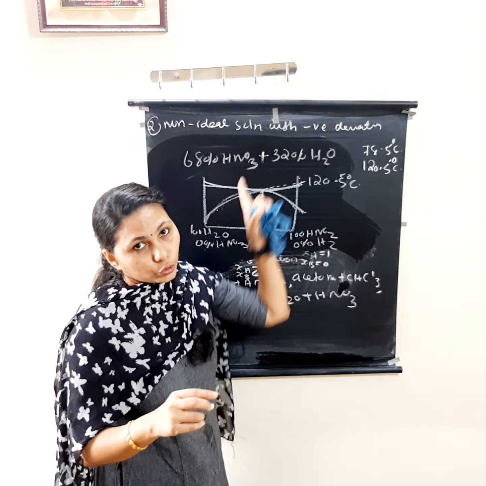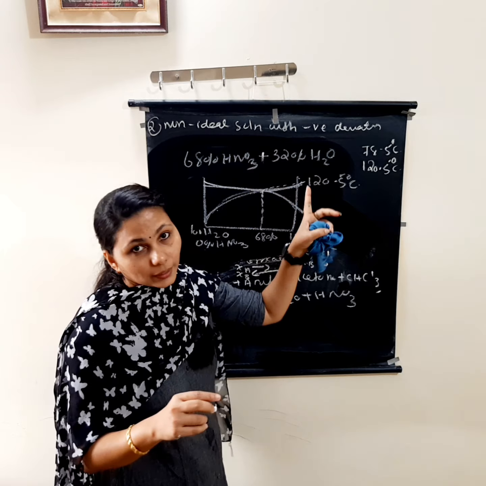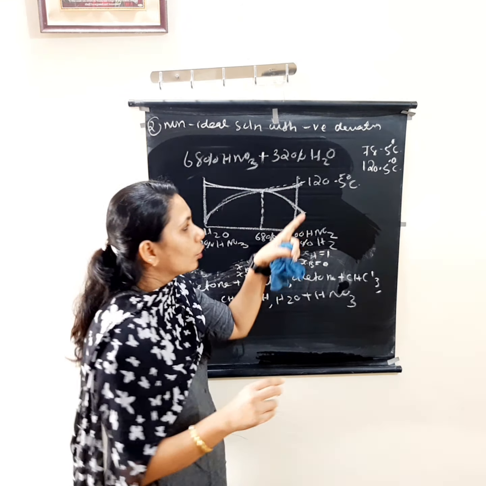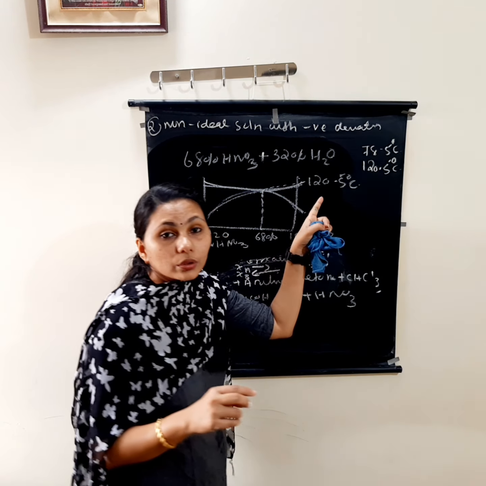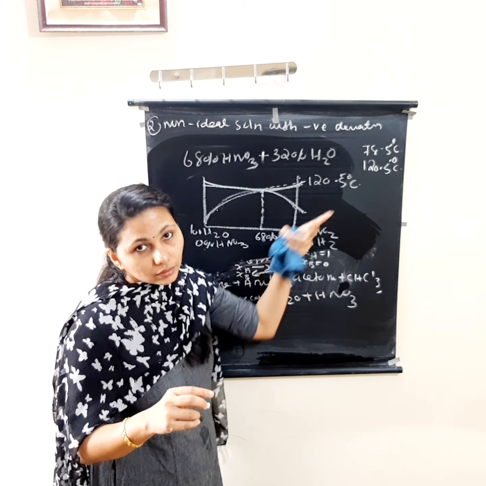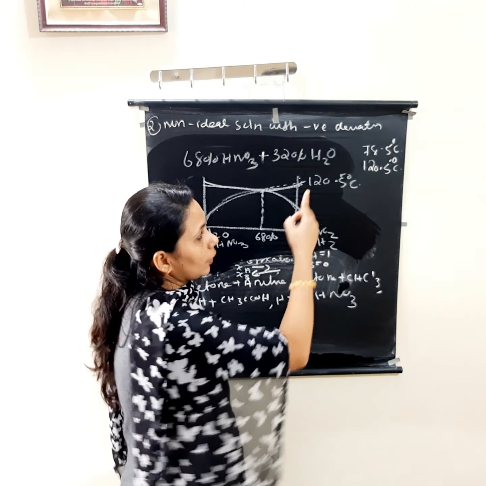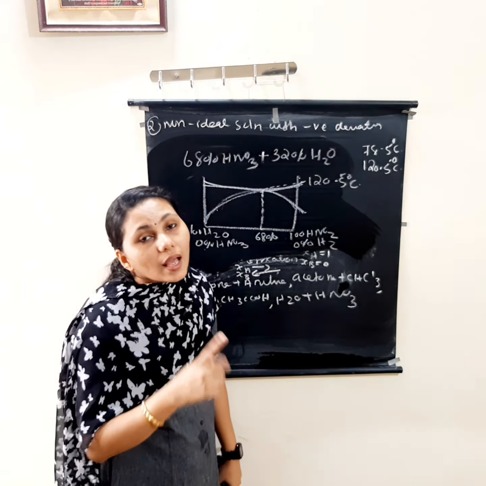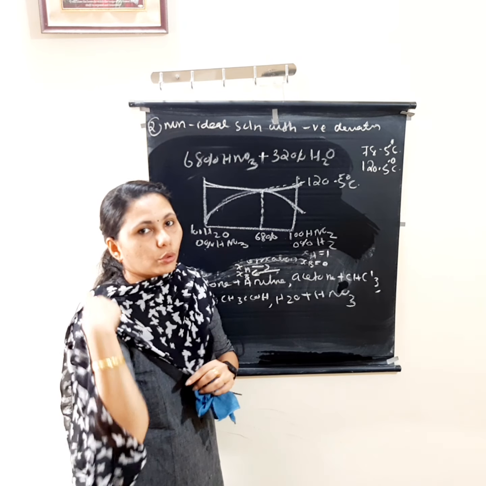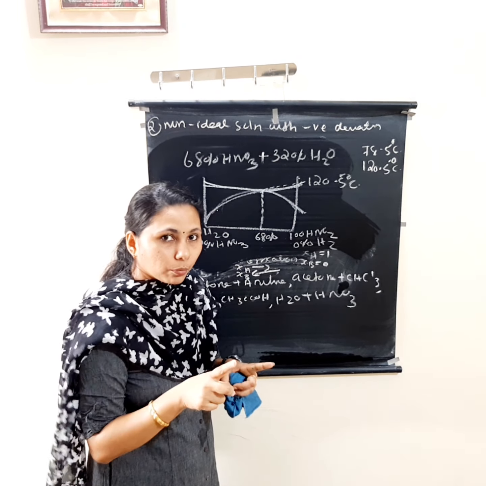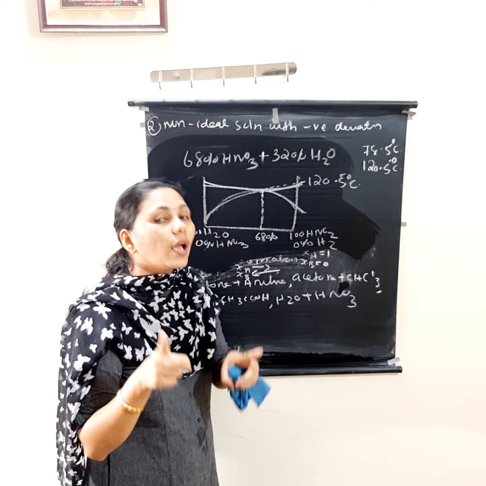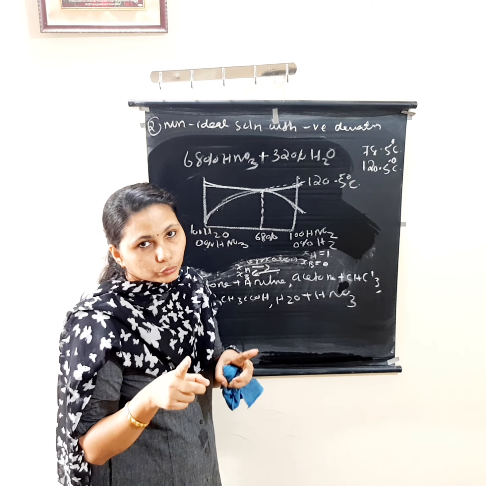We got that azeotropic mixture at a low temperature, so we can call it a minimum boiling azeotrope. Here it is around 120.5 degrees Celsius, which is a high temperature compared to the other one. So we can call it a maximum boiling azeotrope. You have to know an example for a minimum boiling azeotrope and an example for a maximum boiling azeotrope.